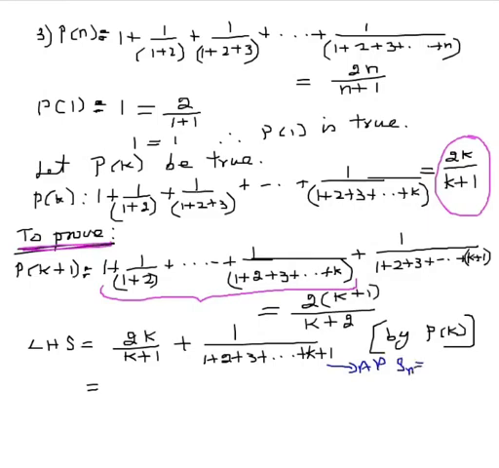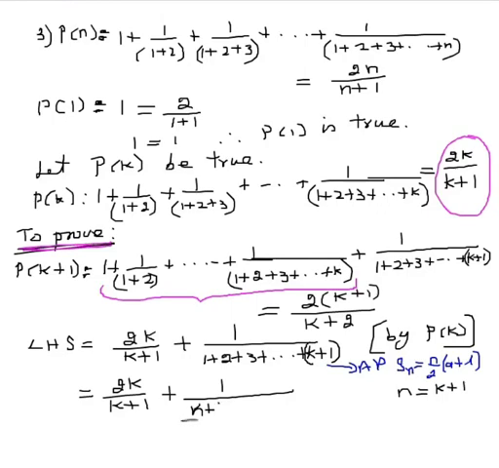Now sum up to n terms of an AP is n by 2 times A plus L. Or we may use n by 2 times 2a plus n minus 1 times D. Or we may use some special sequence formula also. 2k by k plus 1. Let us use AP formula. In this we have k plus 1 terms. So n is k plus 1. K plus 1 by 2 into A plus L, where A is the first term and L is the last term. Last term is k plus 1.